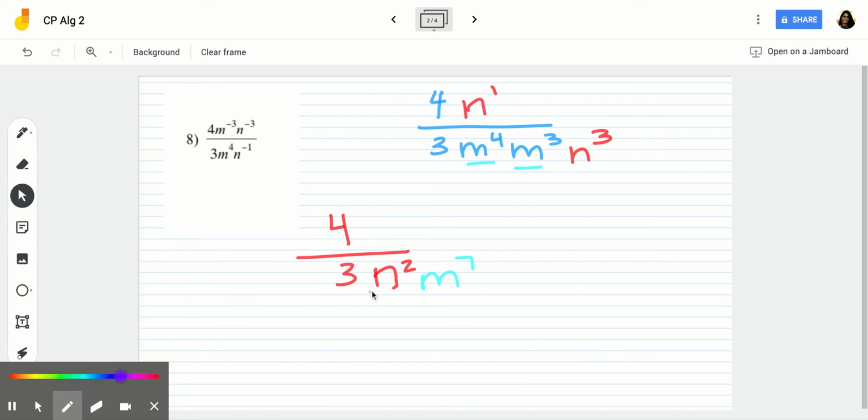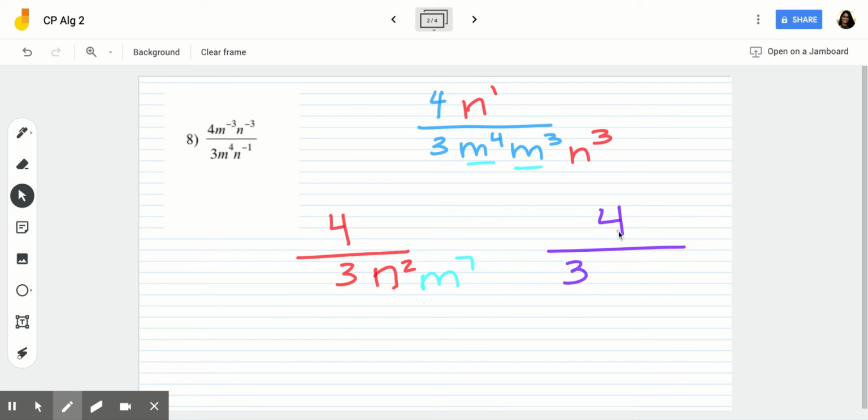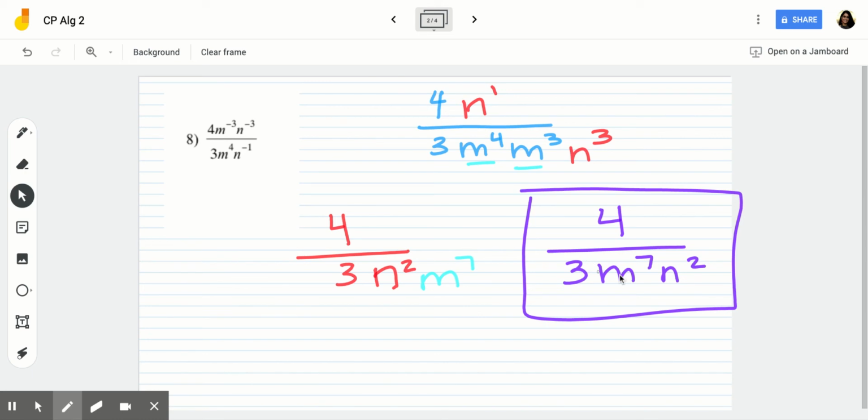A common question is, do I have to write these in a certain order? No, I wouldn't mark you wrong for writing this, but on a multiple choice test, it's always going to be alphabetical order. So 4/3, M to the 7th, N squared. It's always just going to be written in alphabetical order. So you can see that looks a little different than this, but you just have to be able to find your answer on a multiple choice quiz or test.